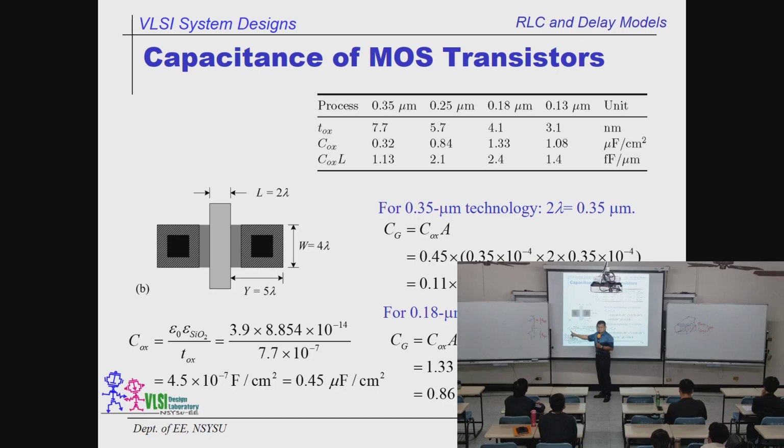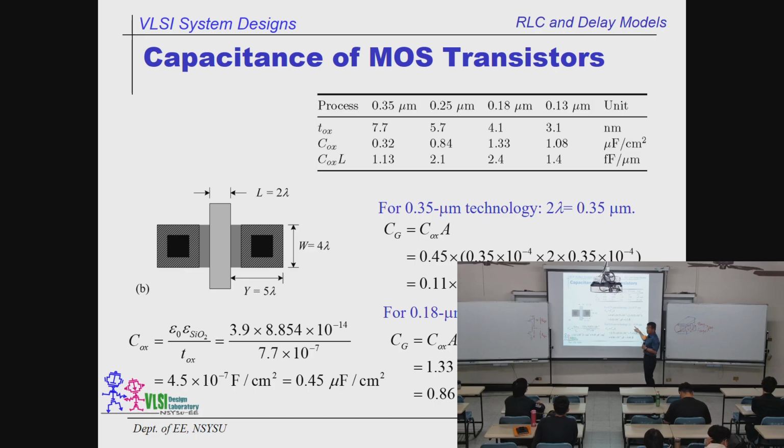Okay, check this one. C oxide, this is a single unit. This is the relative epsilon. This is the free space, 8.844 times 10 to the minus something, a very long number. And this is a relative number 3.9 over the thickness of this one. So this is what we got: 0.45 microfarad over cm squared. Or you can remember that one as well. And this is for 0.35, which is no longer being used in Taiwan's university. This is the one that you use.